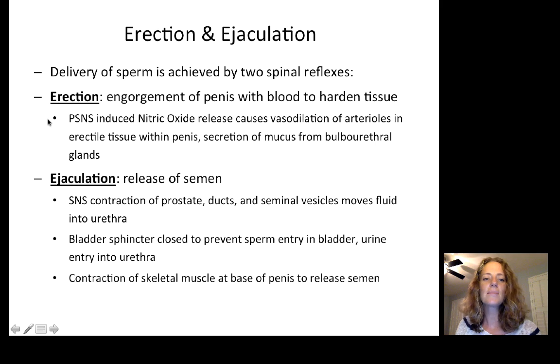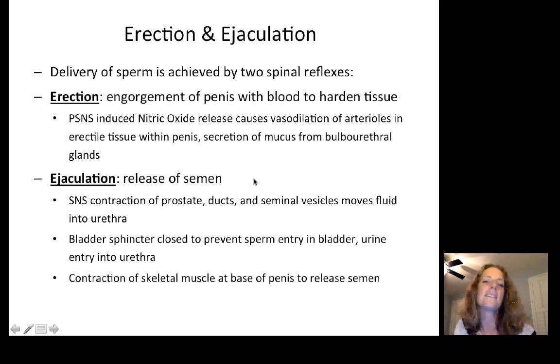So this is the last bit that we'll talk about for males, and then we're going to move on to females. So once you make the sperm, you then have to deliver the sperm. And this is achieved by two spinal reflexes. And I think it's only fair because males have to sit through the menstrual portion of the reproductive lecture that females have to sit through the erection and ejaculation portion of the lecture.